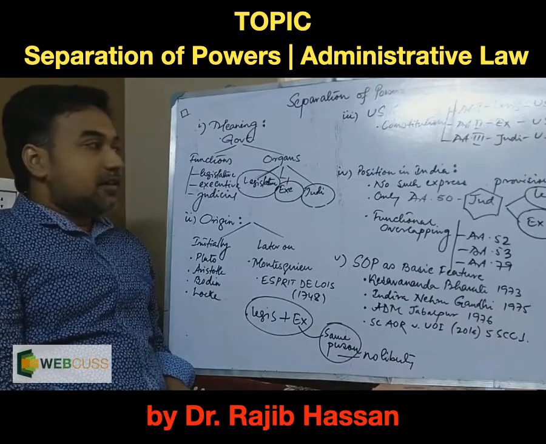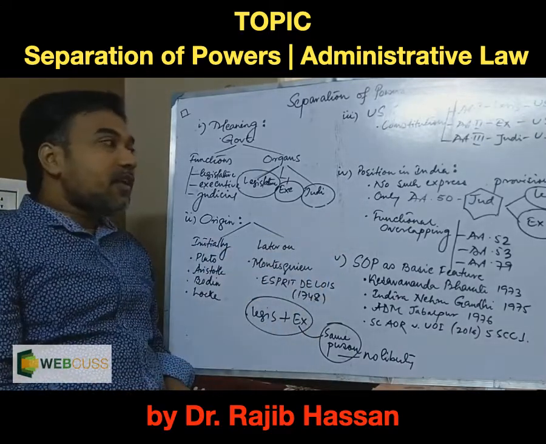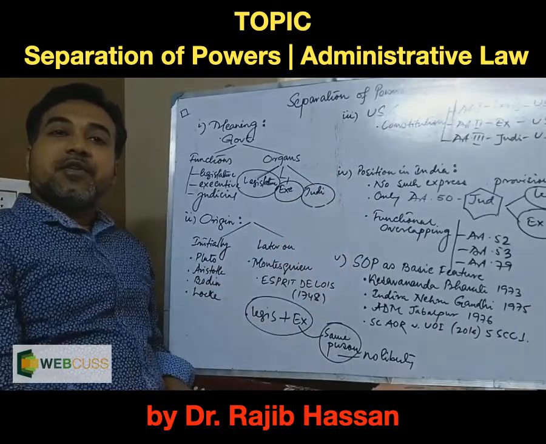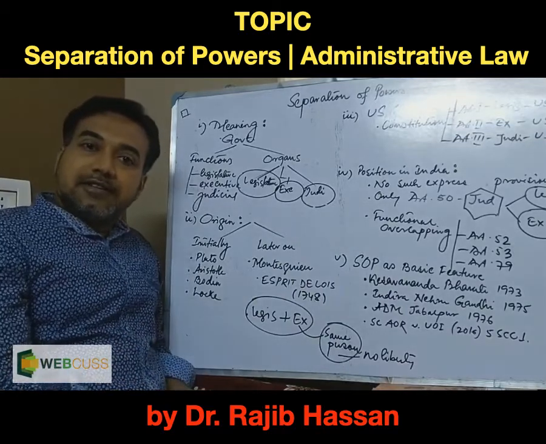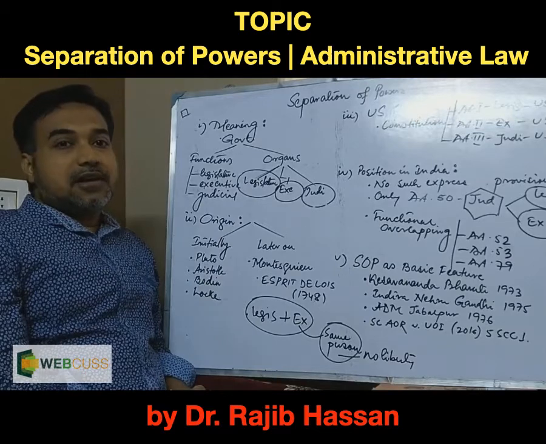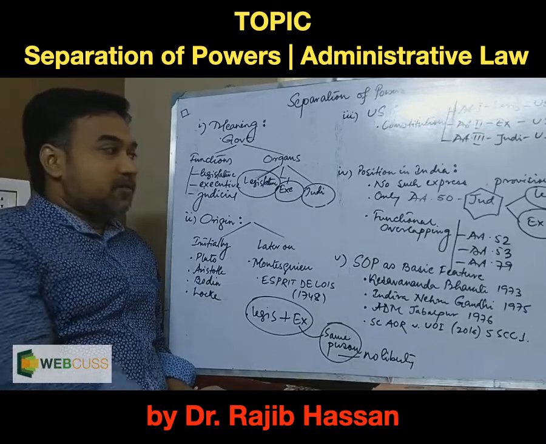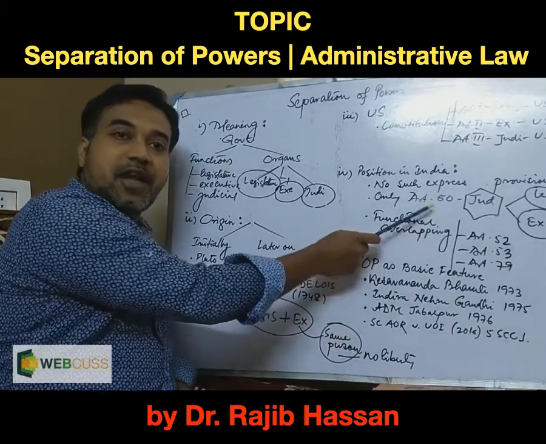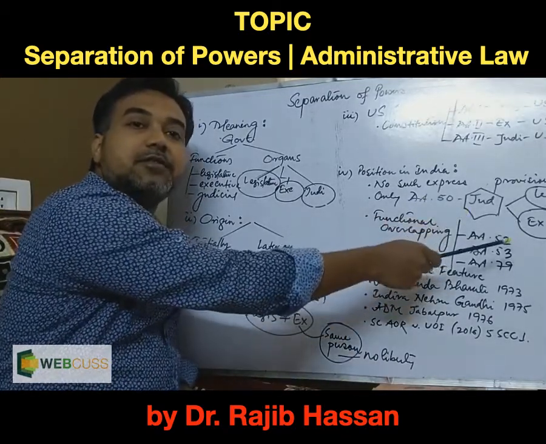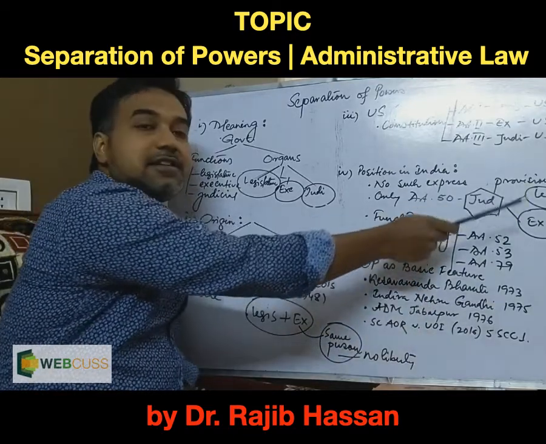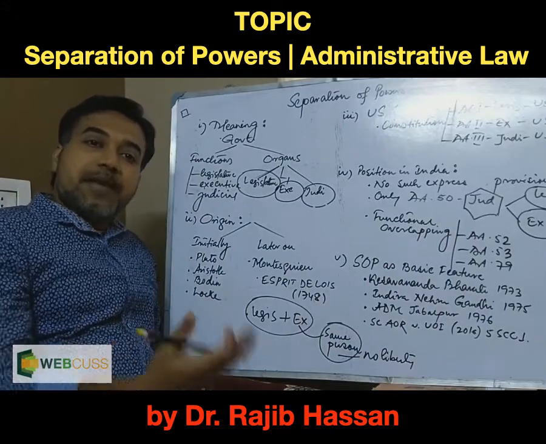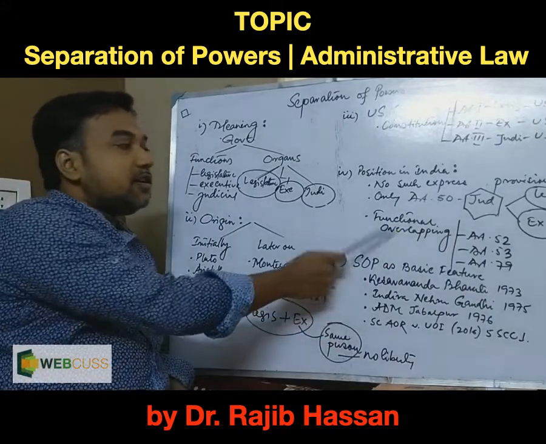Now, coming to India, the position in India. First of all, in the Indian Constitution, no such express provisions. We unfortunately do not have three articles which specifically provide for the separation of powers in our country. Except Article 50, we have only Article 50. Article 50 says that judiciary should be kept separate from the influence of other two organs, that is legislature and executive. In India, what we actually experience is that there is functional overlapping.